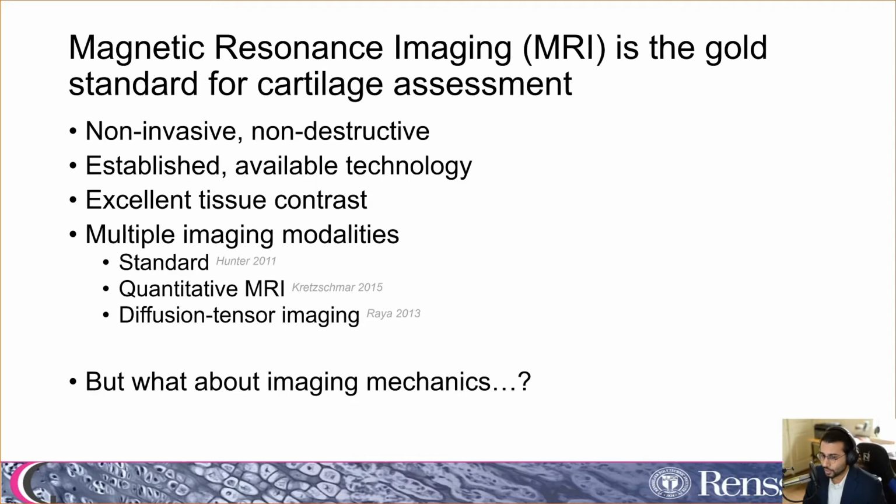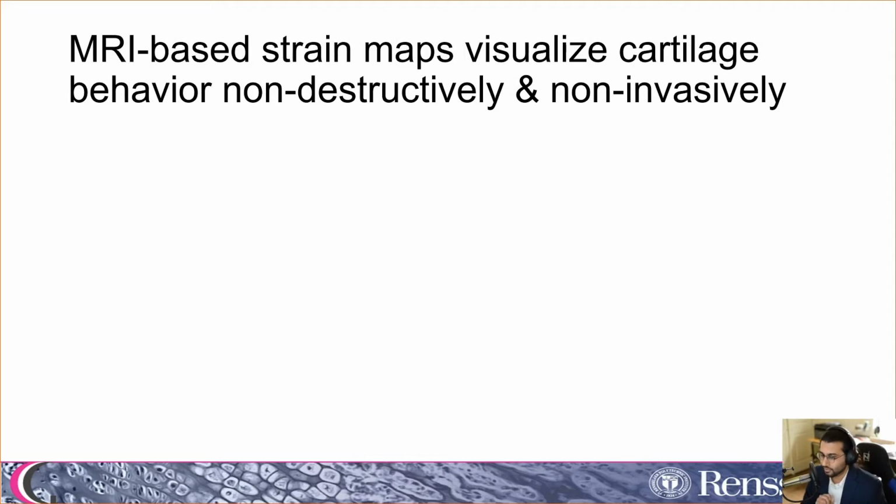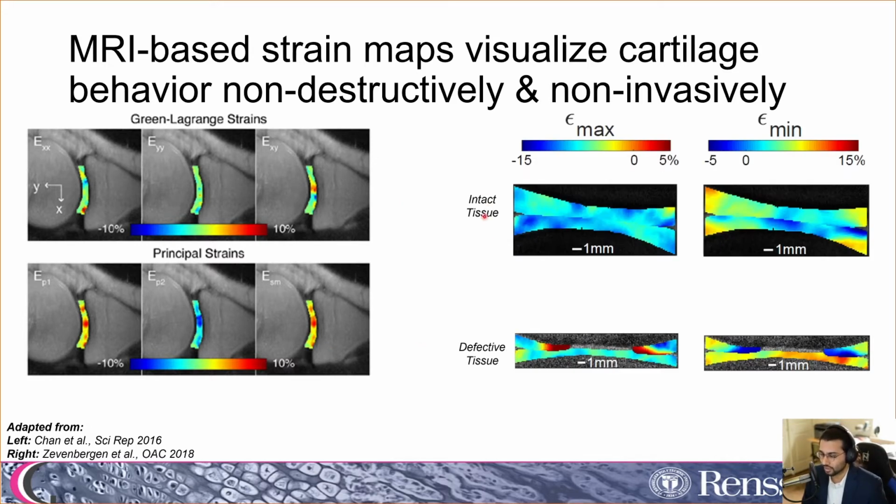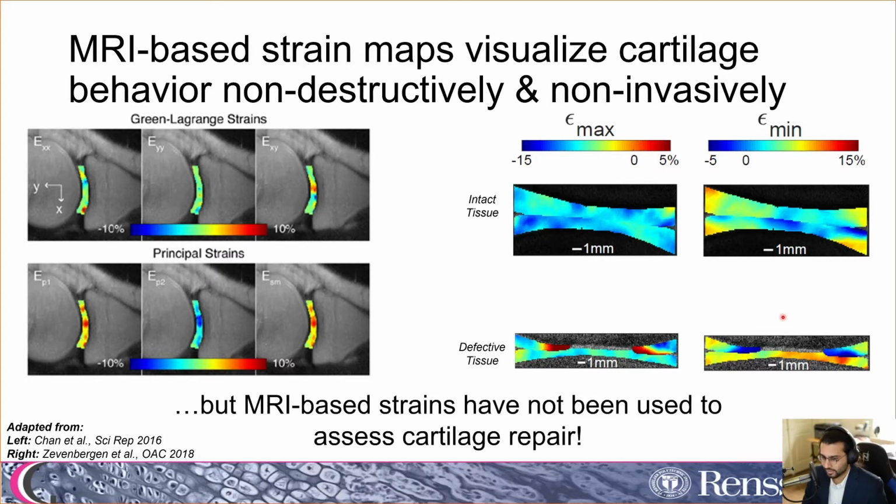So for that, we actually do have a technique that can use MRI-based strain mapping to visualize this behavior. It has been done in vivo, and can be used to visualize large Green-Lagrange strains and principal strains. It can also be used to measure cartilage-on-cartilage contact in an intact versus a defect model, to visualize the differences in the strain response when the tissue is damaged. But these assessments, while they do visualize through thickness mechanical behavior, have not actually been used to assess cartilage repair.